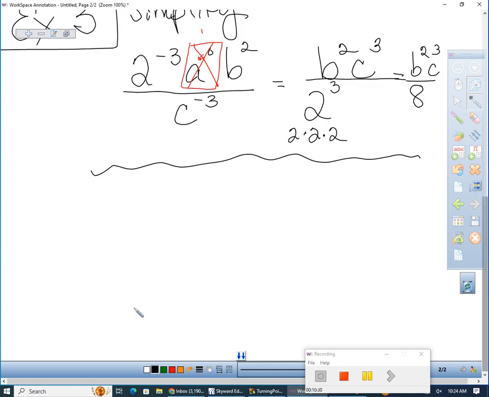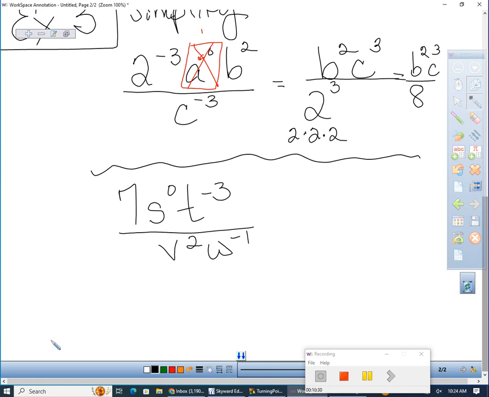How about 7, S to the 0, T to the negative 3 over V squared W to the negative 1. That looks like fun.